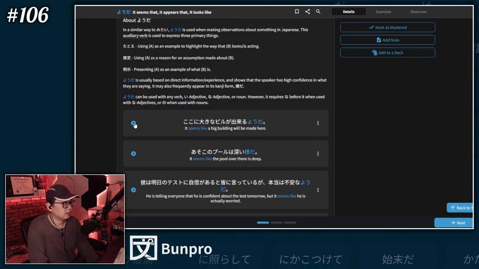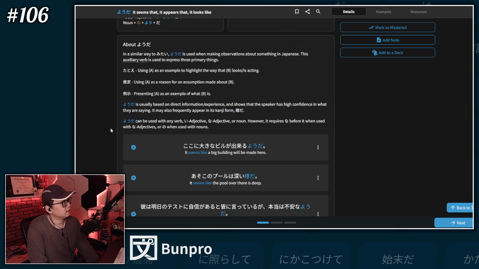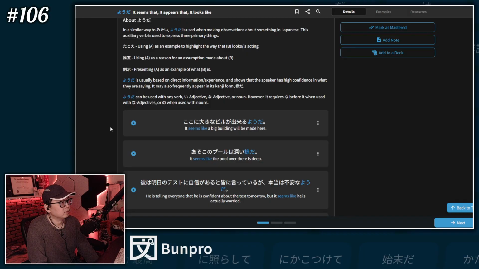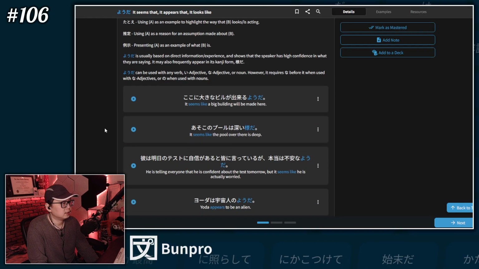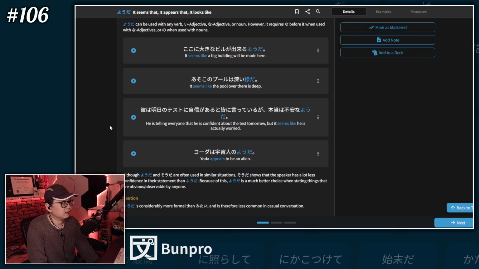Okay. ここに大きなビルができるようだ。 Alright. So it's an example of a big building will be made. Okay. I see. あそこのプールは深いようだ。 Seems like the pool over there is deep.